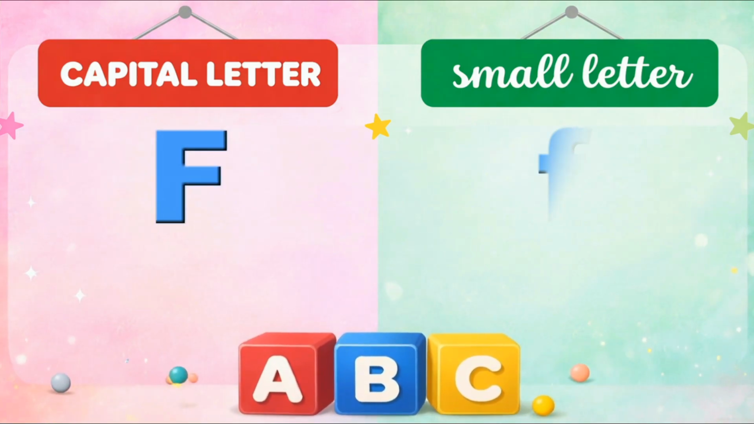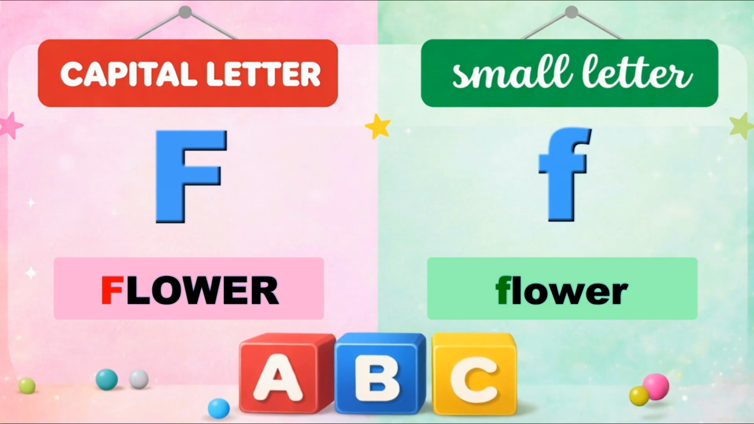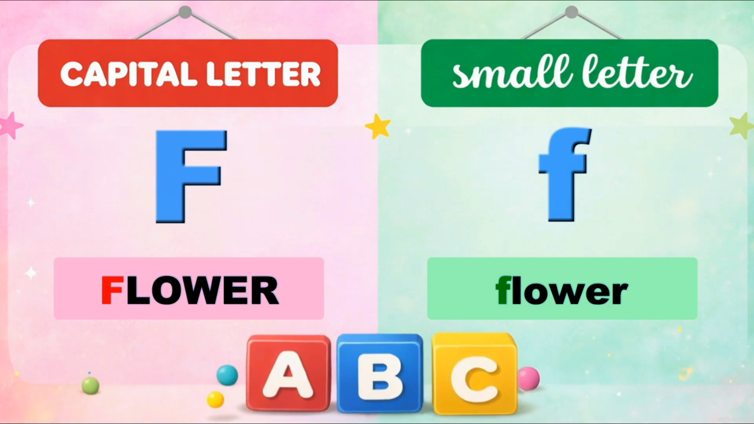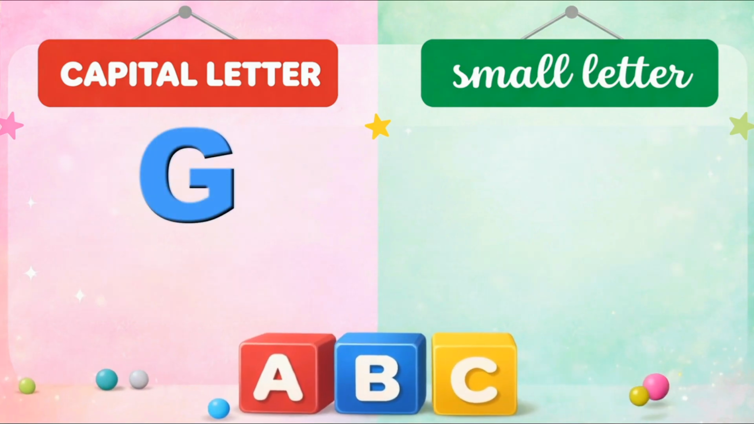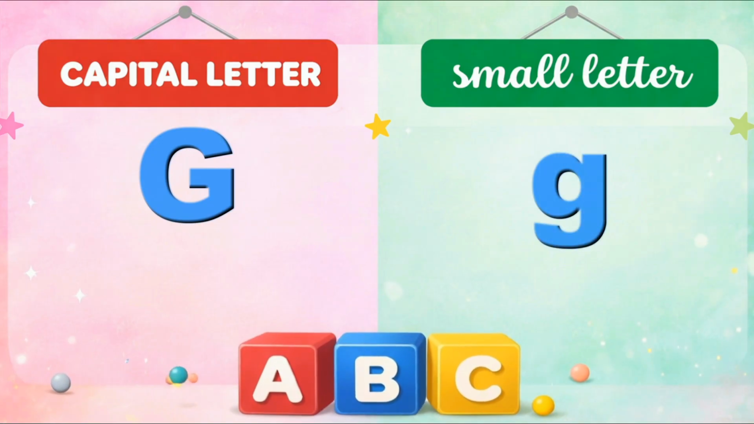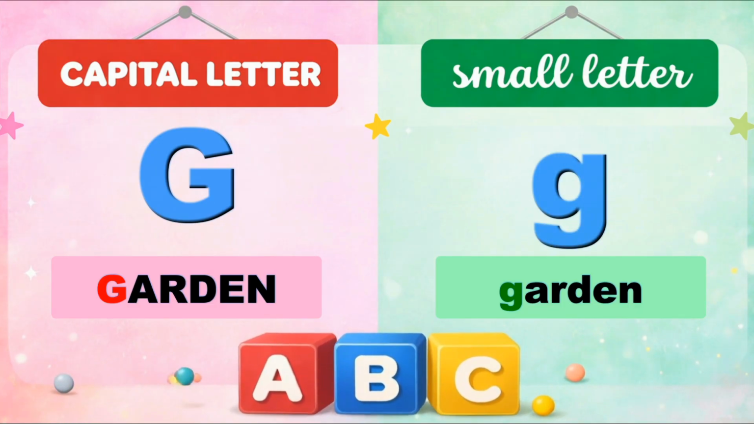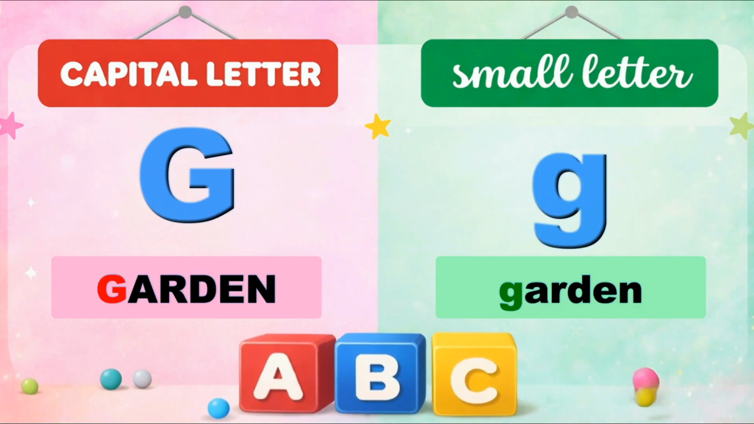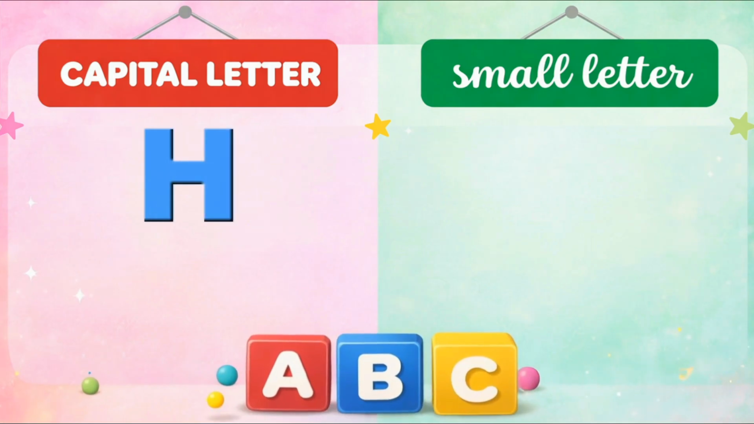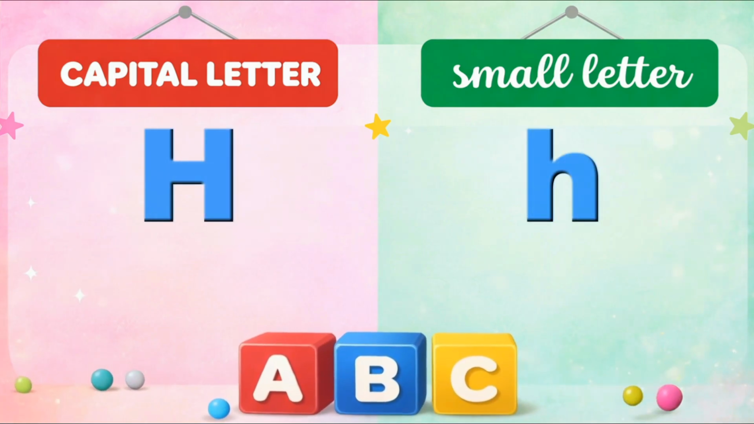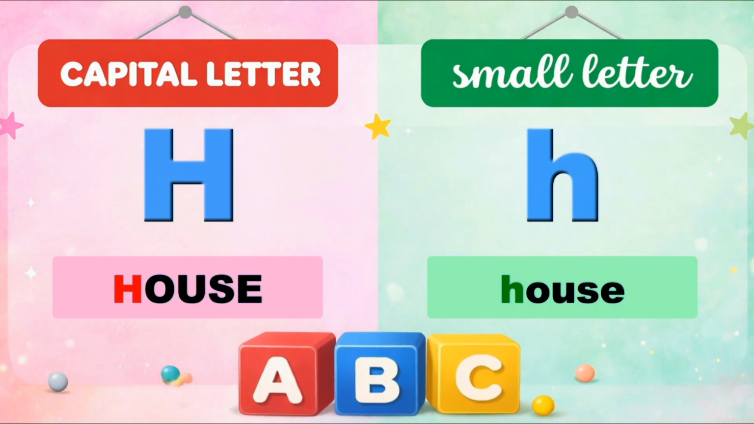Capital F, small f. F is for flower. Capital G, small g. G is for garden. Capital H, small h. H is for house.